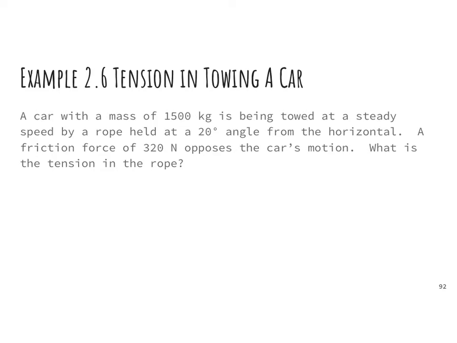Another quick example for you. A car with a mass of 1,500 kilograms is being towed at a steady speed by a rope held at a 20-degree angle from the horizontal. So here's what I said before. These will start to get tricky because now we can start having forces being pulled at angles, and that'll make things a little bit more complex than we were used to, with just having straight in the x direction or straight in the y direction. But I solve the problem the same way, actually.